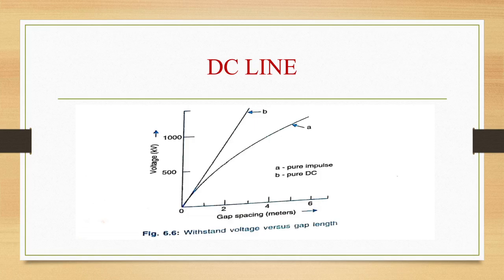The geometry between the conductor and the tower can be viewed as that of a rod plane gap. The withstand strength of such gaps is higher with a combination of impulse and direct voltage than with pure impulse alone. This behavior is shown in the figure where CWS is plotted as a function of the gap length. So withstand voltage versus gap length is shown in the figure.